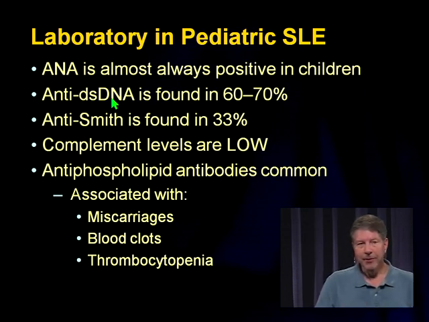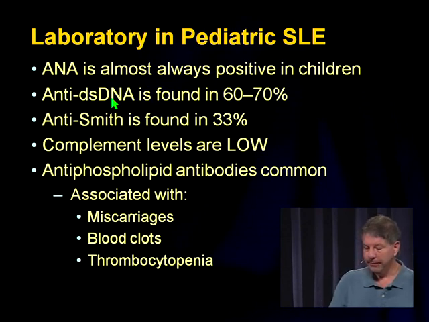Anti-Smith is found about 33%, so less likely to be on there. Complement levels are low. Okay, that's a clue. So C3, C4 are going to be low. They're going to be chewing up their complement. If they talk about a mom who's had a bunch of miscarriages, they're trying to get you to think of antiphospholipid antibody. So the mother's had a bunch of miscarriages, okay, or she's had a blood clot, be thinking about antiphospholipid antibodies commonly associated with lupus.